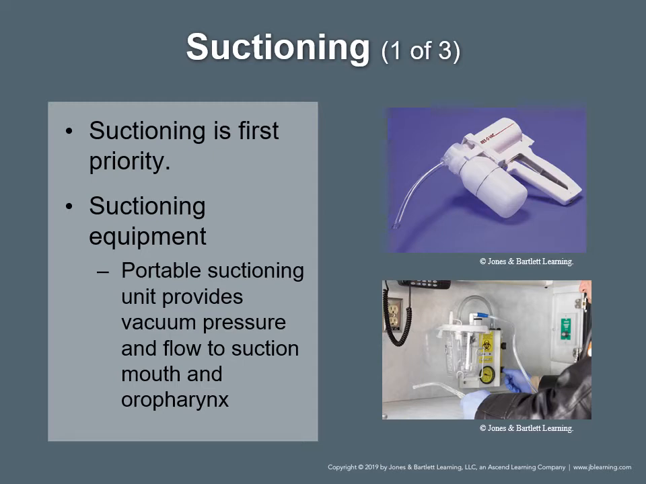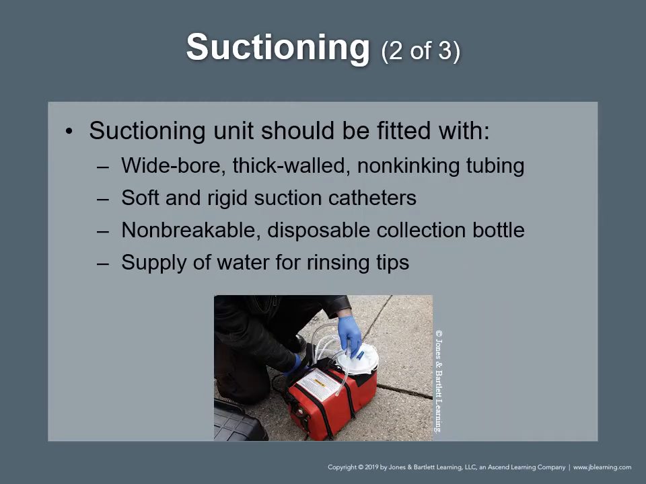Also, under suctioning equipment is the portable suctioning unit, and it provides enough vacuum pressure and flow to suction the mouth and the oropharynx. A portable and fixed suctioning unit should be fitted with a wide-bore, thick-walled, non-kinking tube, soft and rigid suction catheters, a non-breakable disposable collection bottle, and a supply of water for rinsing the tips.